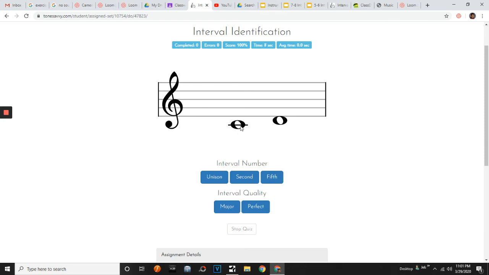So right here, you've got 1, 2. This would be a second. And they would ask what interval quality, it's going to be major. Okay. The only time you're going to use perfect is when you do a fifth. So that's a fifth because you've got 1, 2, 3, 4, 5. Fifth, perfect. Okay. One more. 1, 2. Second, major. And that's how this quiz is done.